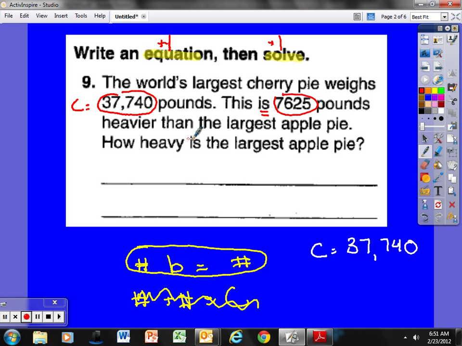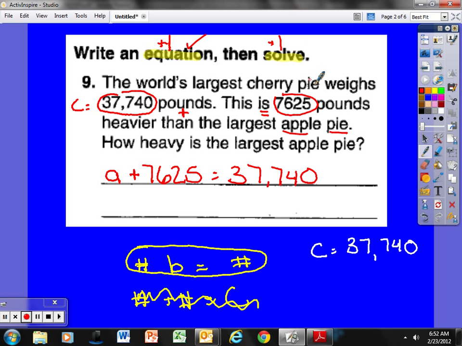7,625 pounds heavier, or I could think more than, so that's adding to the largest apple pie, which I don't know the weight of. So I'll just call that A for apple. But what I do know about the apple pie is it weighs something, and if you add 7,625 pounds to that apple pie, I'm going to get the overall weight of the cherry pie, which is equal to 37,740 pounds. So now I've written my equation, so check on that.